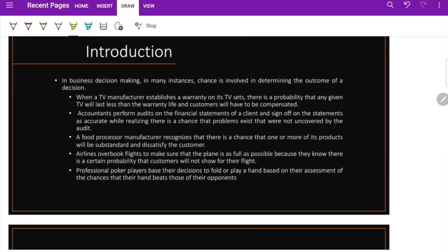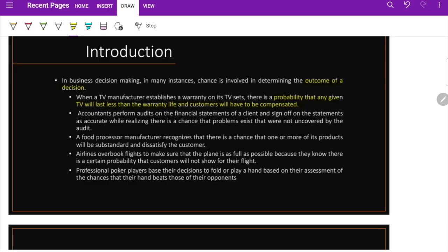Sometimes in business, we care about, or would like to know, the outcome of a decision. These are some examples. When a TV manufacturer establishes a warranty on its TV sets, there is a probability that any given TV will last less than the warranty life, and those outcomes will have to be compensated. So you have to study the probability.